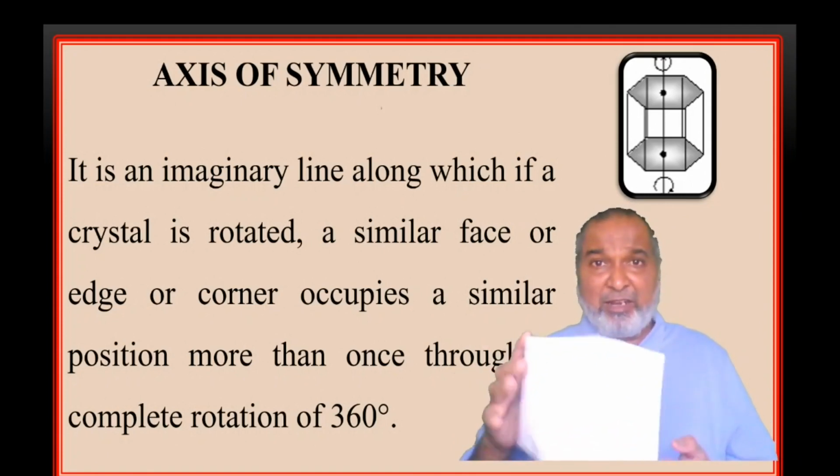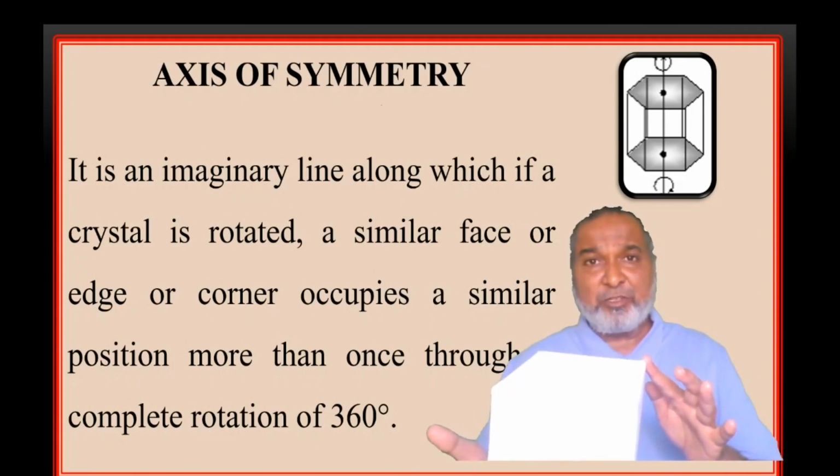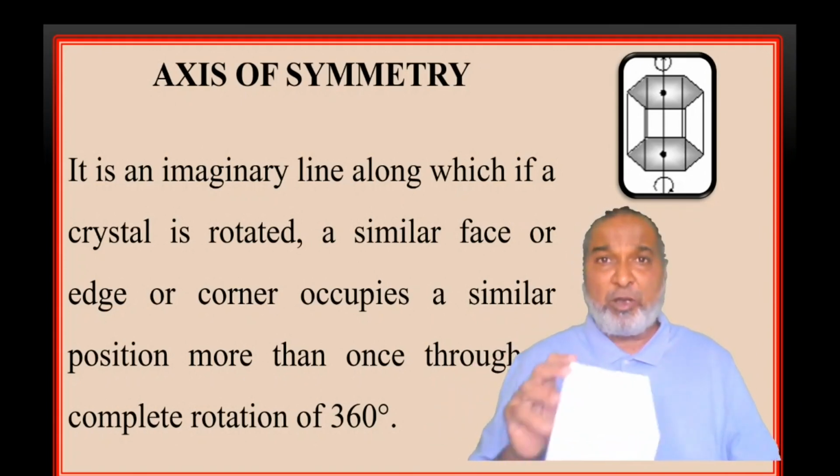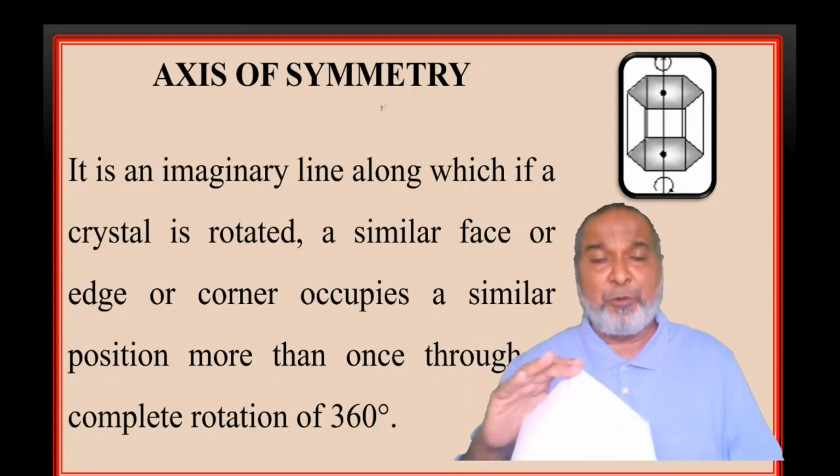But how many lines are there? All corners are identical. Yes, because faces are identical. So there are 8 corners. Join them, I'm going to get 4 lines. Then it becomes 4 of 3-fold.